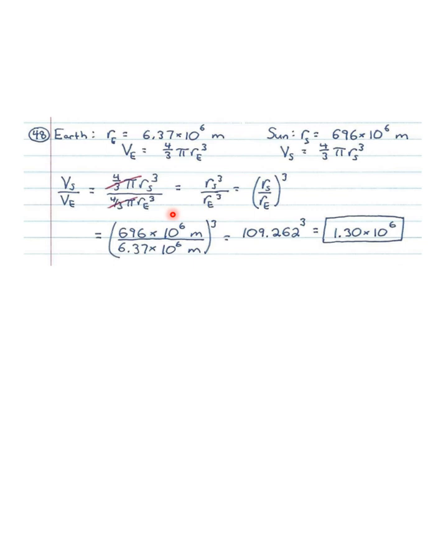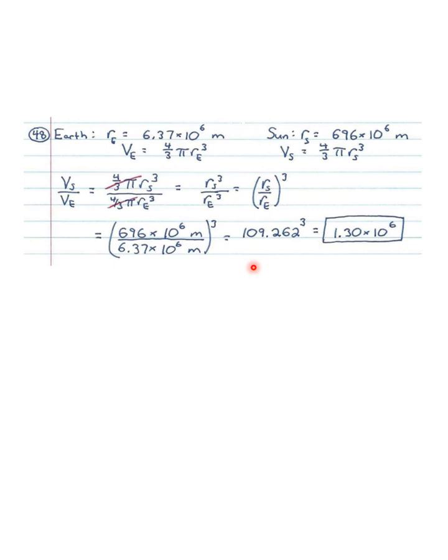We don't actually have to calculate what the volumes are. A simpler way to do this is just set them up in the ratio as I've written it, and you can see that the 4/3 and the pi divide out. So the ratio of the volumes, which is what we're looking for, is the same as the ratio of the cubes of the radii. So we have r of the Sun cubed over r of the Earth cubed. To simplify it a bit more, we could say r of the Sun over r of the Earth, cubed. So here we have radius of the Sun over radius of the Earth, and cube it.